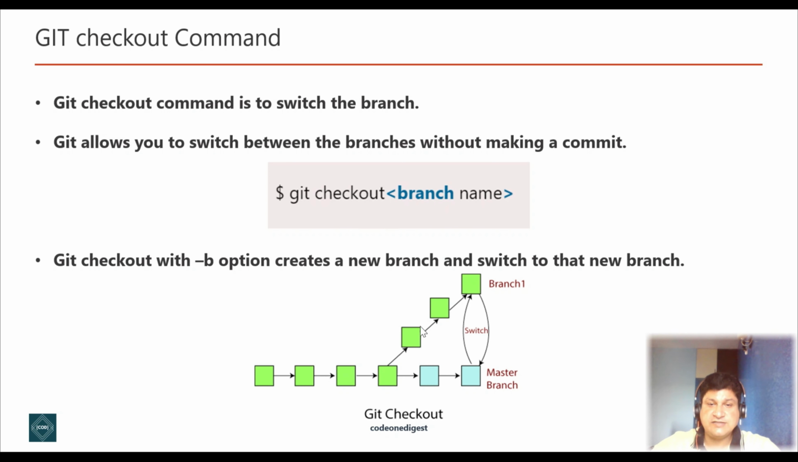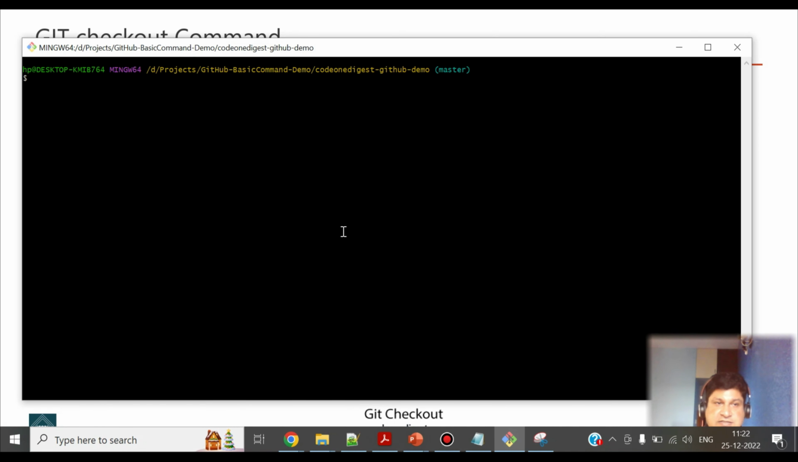So as you see in this diagram, you have a master branch going on, and then from a particular version, you create a branch 1, and then you keep having multiple versions in that branch 1, and then you can switch between branch 1 and the master branch any point of time, right? So let me show you a demo. How can we do that? Let me go to my git bash.